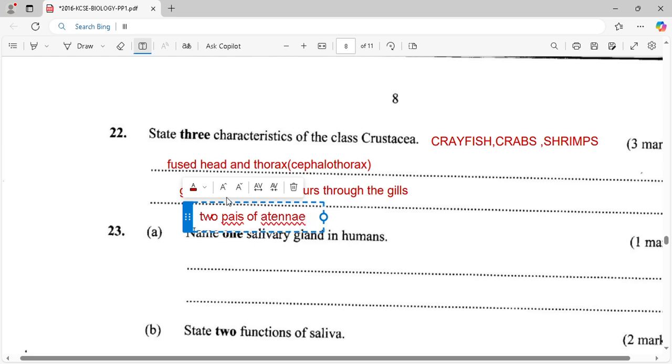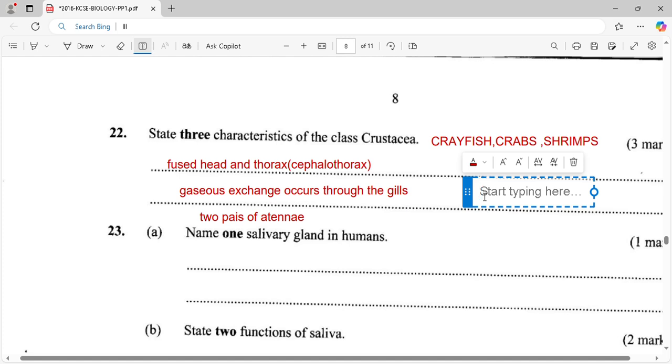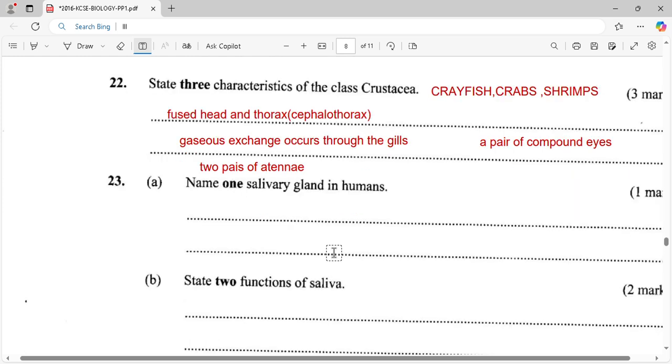Two pairs of antennae. They also have a pair of compound eyes. Those are some of the characteristics of members of class Crustacea. And then we go to question 23, where you are asked, name one salivary gland in humans.